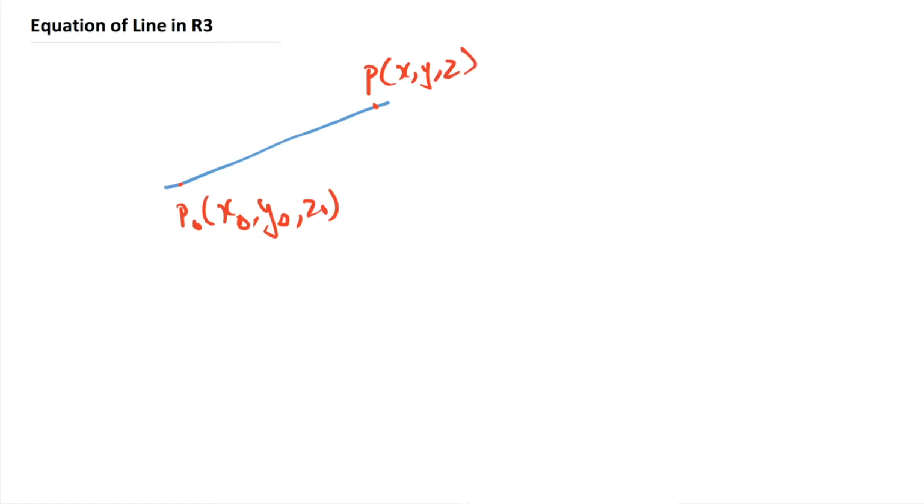So let me draw a line L, and let's say the line L has a known point P naught on it, and P naught is (x naught, y naught, z naught). And let this line L have any arbitrary point (x, y, z). And let's say also that the direction of the line is represented by the vector D, where D is equal to (a, b, c).